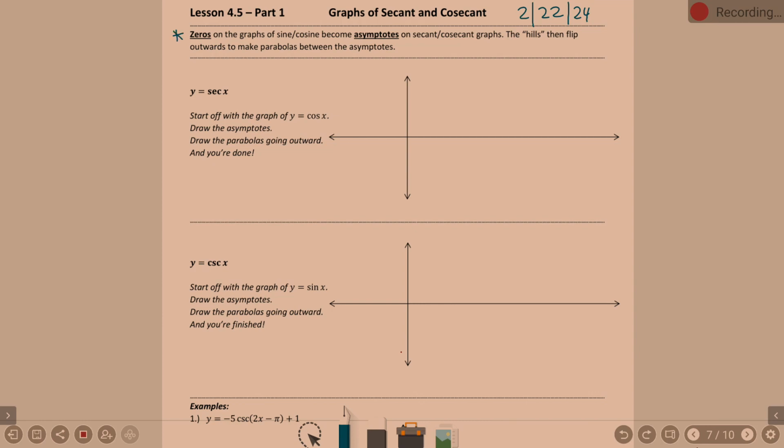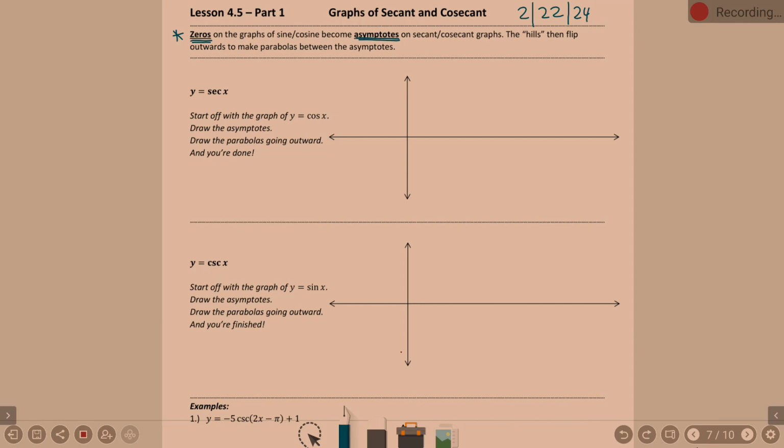Now, some key points here. Zeros on the graph of sine and cosine. What do I mean by zeros? Well, the intercepts. So the places the graph touches the x-axis, right? Those are going to become asymptotes on secant and cosecant. So any place there's a zero on sine and cosine, those become asymptotes. And that's why it's so important that we graph sine and cosine first.